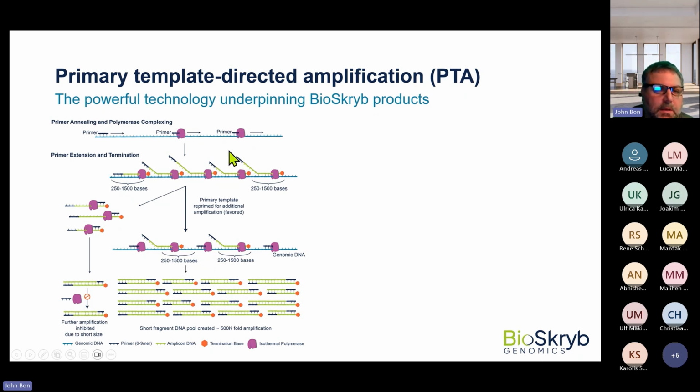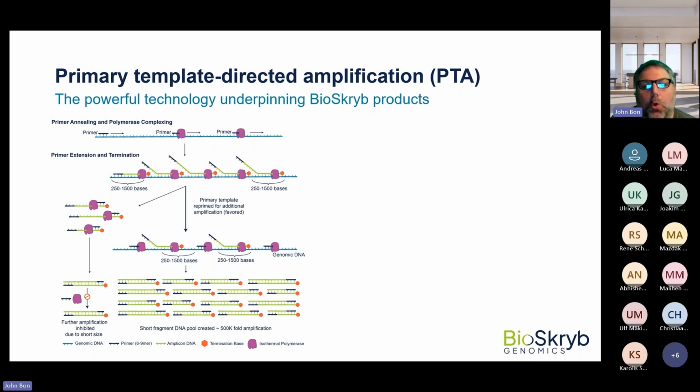And we use an isothermal polymerase. So the reaction occurs at 30 degrees. So again, no need like traditional PCR to heat the sample up to 95 for each cycle. There's only one cycle. It's just 30 degrees for a certain period of time. We also add these irreversible terminators that will stop the reaction short and create a distribution of fragments anywhere from a few hundred base pairs to 5,000 base pairs, with an average in a human or mouse cell of about 1,200 base pairs.